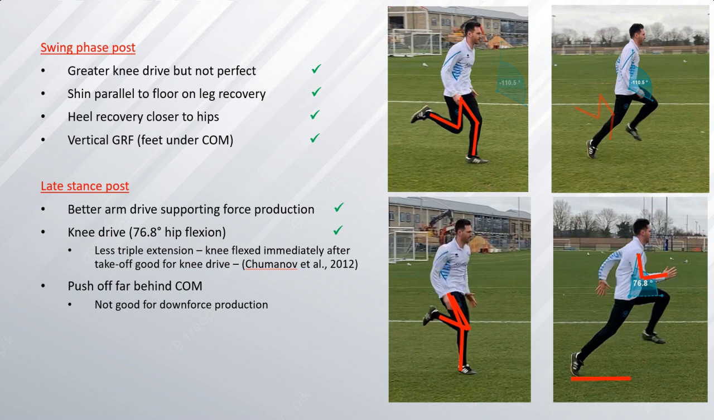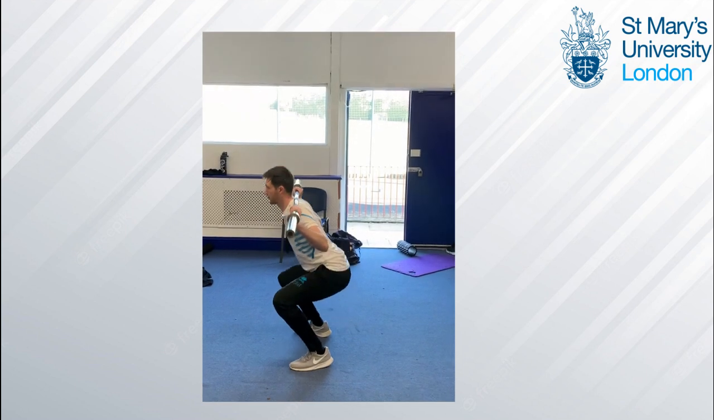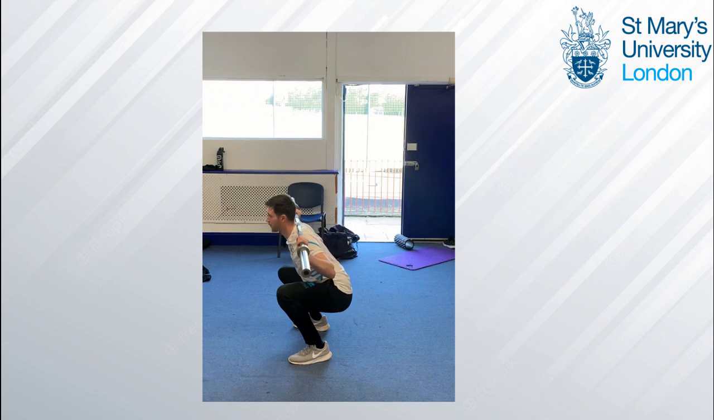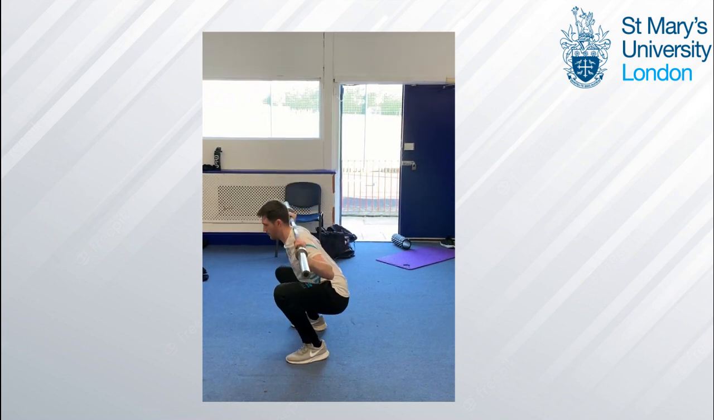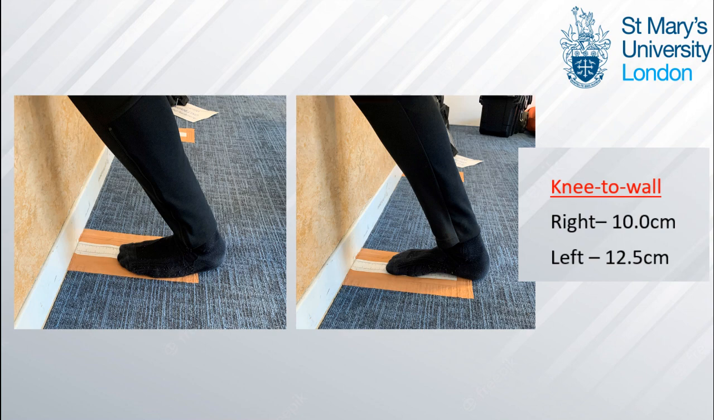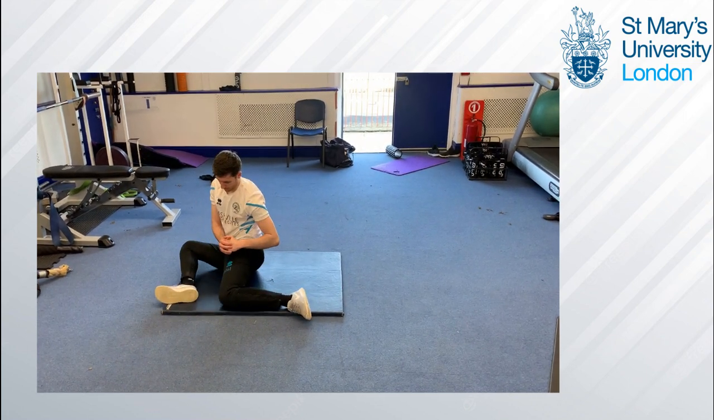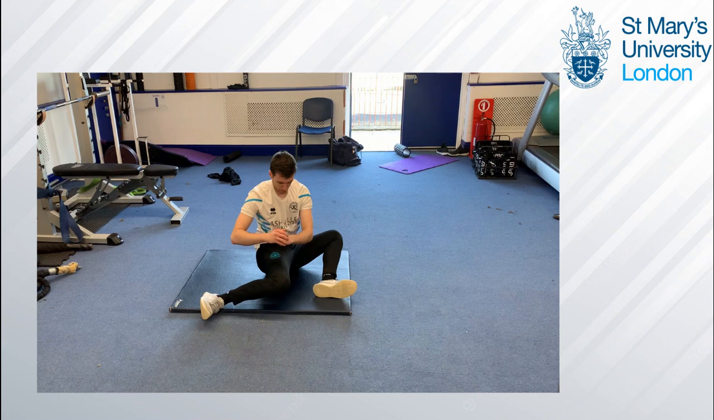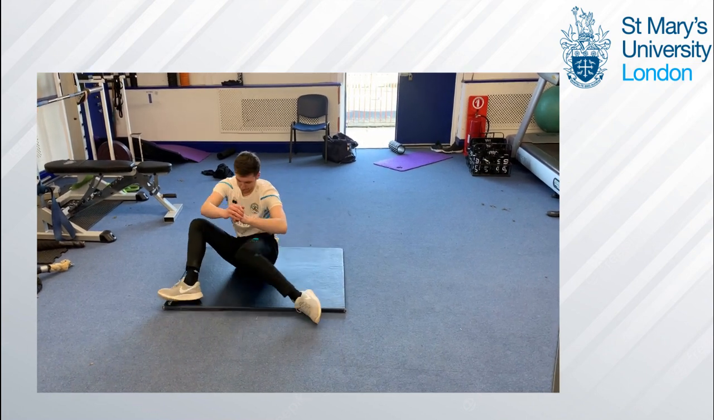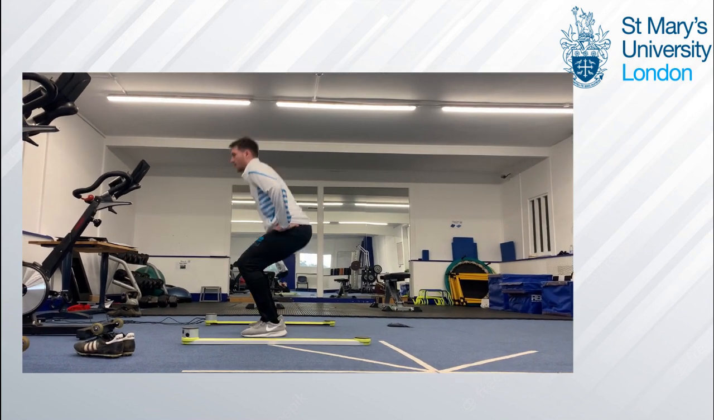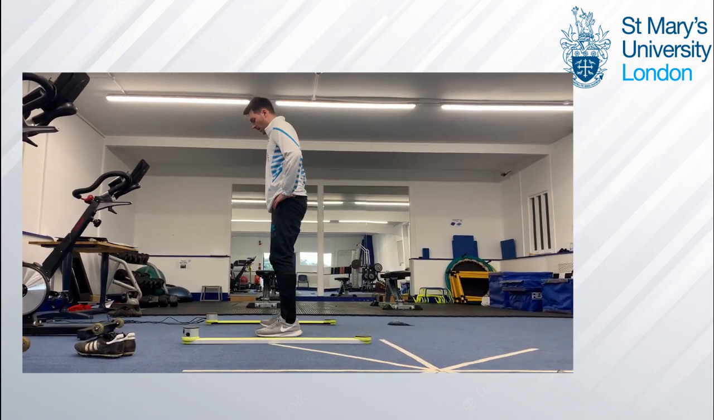However, there is still push-off far behind the centre of mass, which is not good for force production at greater speeds. To be certain about skill being the main issue for the lack of knee drive, I looked at the athlete's mobility, who can demonstrate good triple flexion during the squats, and who also showed acceptable scores during the knee to wall test and full range during hip 90-90s. The athlete is a regular gym user and can achieve a counter movement jump of 42 centimetres, which is good for a football environment.